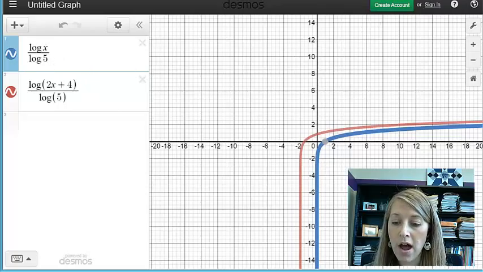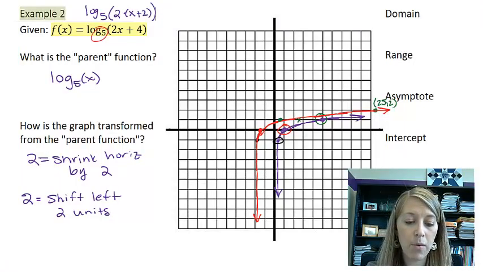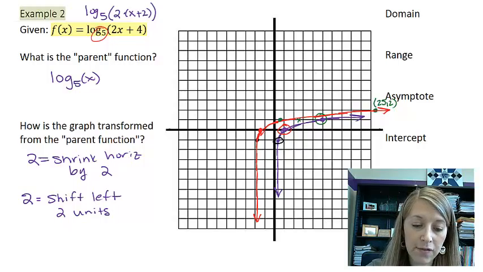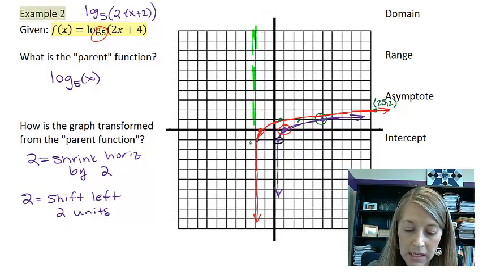All right, so our graph resembles what's happening with these graphs. Let's see if we can come up with our domain. Since I shifted it left 2 units, my vertical asymptote is now at x equals -2. So maybe that's the thing I'll fill in first.